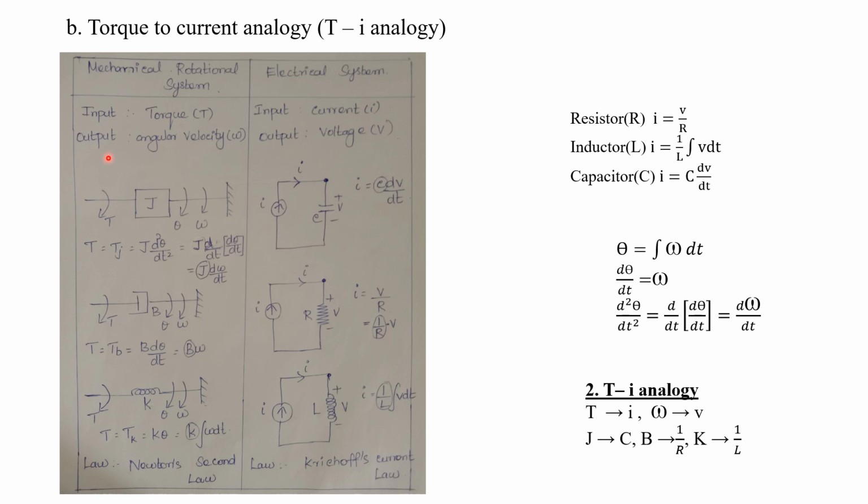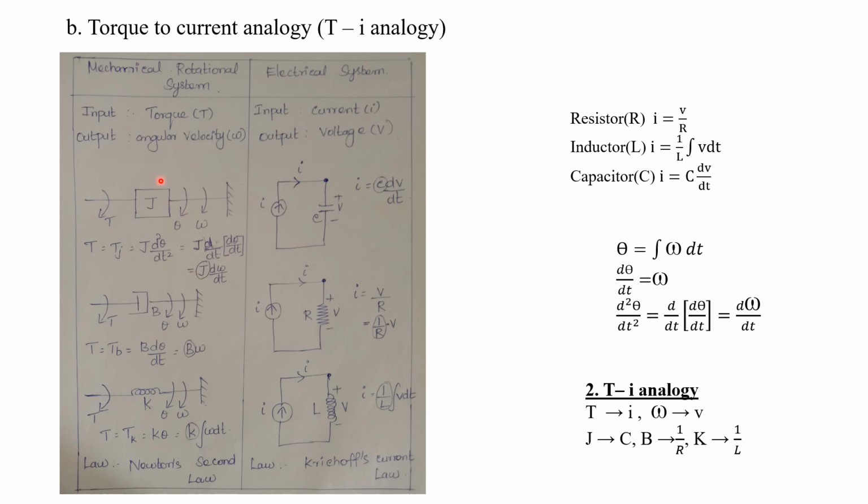Okay, then what about the output signal for the mechanical rotational system? Rate of change of angular displacement, that is nothing but angular velocity. What about the output for the electrical system? That's voltage, because the input we considered as current. Okay, so now we are going to convert each and every element into the corresponding electrical system.